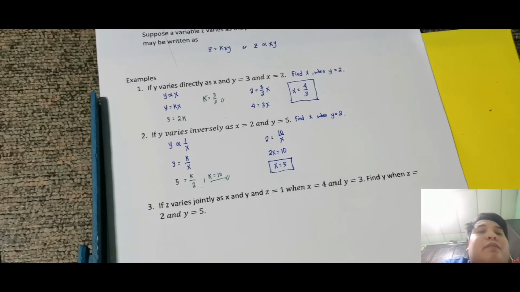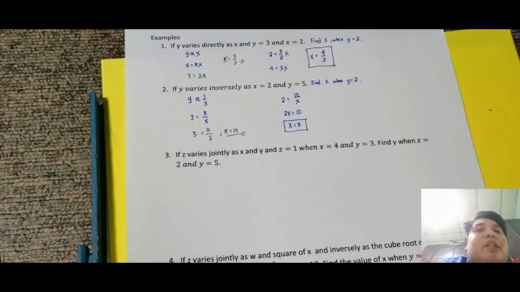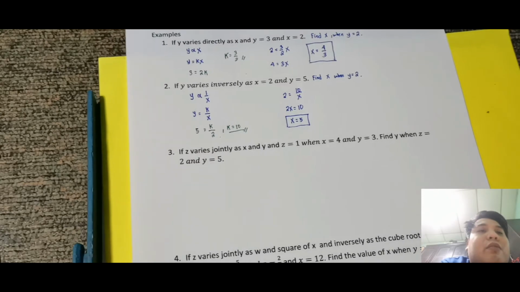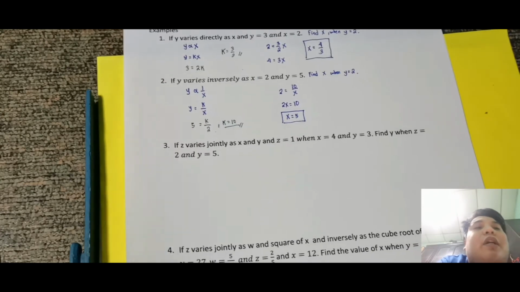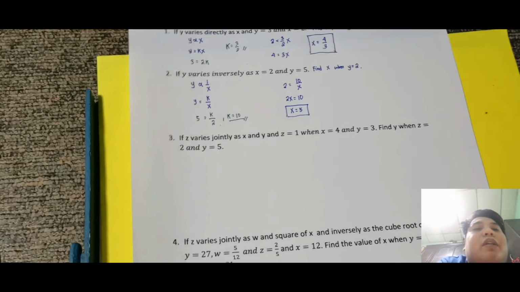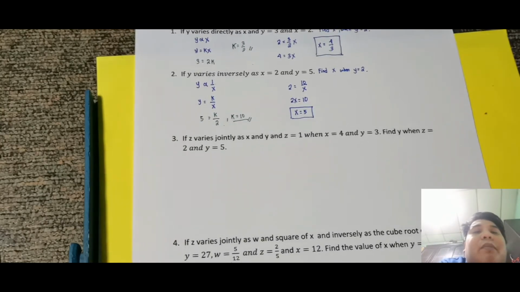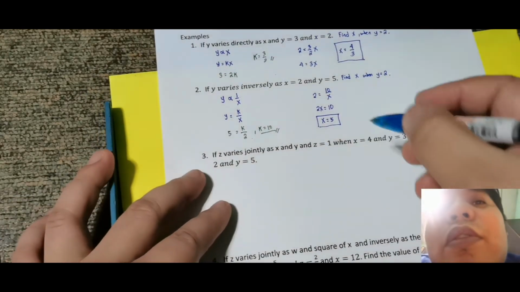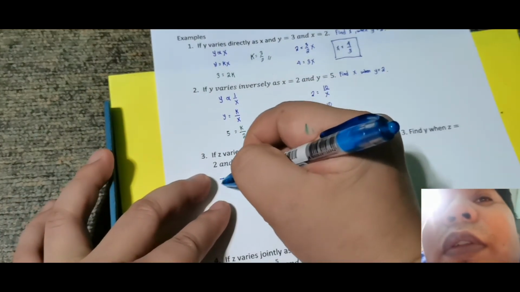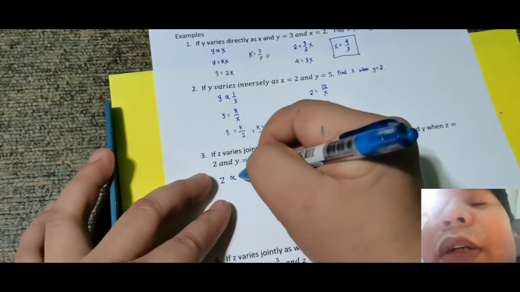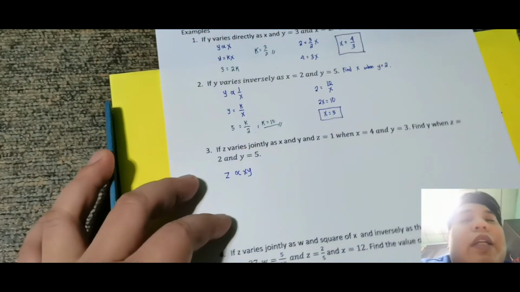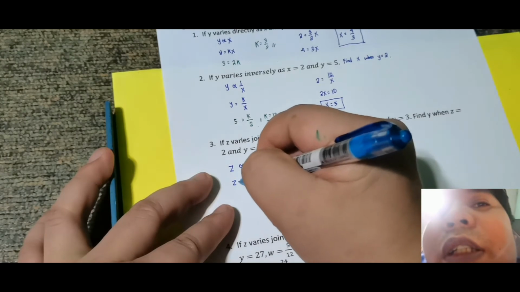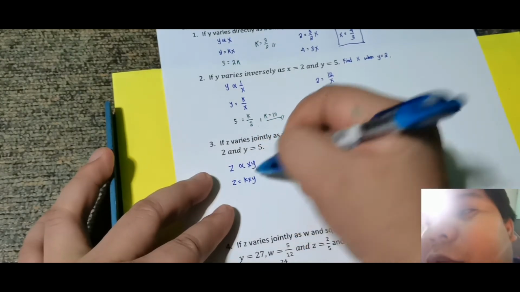So napaka easy niya. Next, if z varies jointly as x and y, and z is equal to 1 when x is equal to 4 and y is equal to 3, find y when z is equal to 2 and x is equal to 5. So napakahaba, no? Z varies jointly as x and y, and z is equal to 1 when x is equal to 4 and y is equal to 3. So sulat natin yung relationship. So z varies jointly as x and y. So meaning product lang nila. Okay, so this is in equation, this is z is equal to kxy.